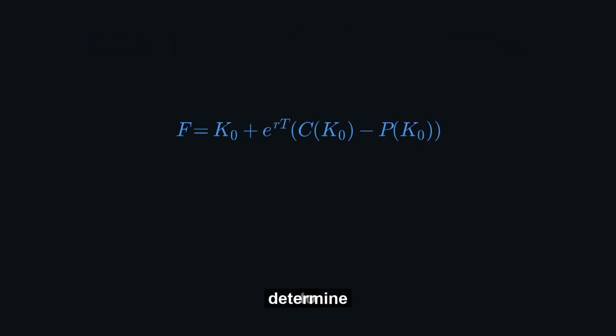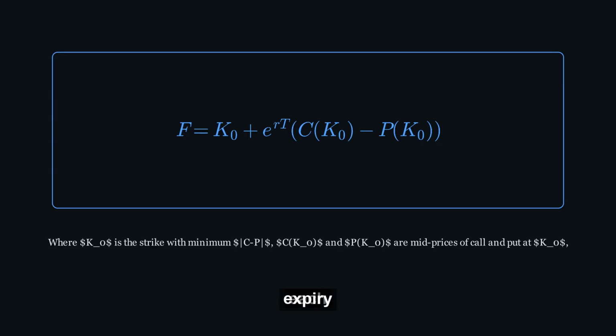The first crucial step is to determine the forward price, $F$, for each expiry. This isn't simply the current spot price, but rather the strike price where the absolute difference between the call and put mid prices is minimized. Formally, we find the strike $K_0$ where $|C(K_0) - P(K_0)|$ is smallest. Once $K_0$ is identified, the forward price $F$ is calculated using the formula $F = K_0 + e^{RT} \times (C(K_0) - P(K_0))$. This adjustment accounts for the cost of carry and ensures our forward price is arbitrage free.